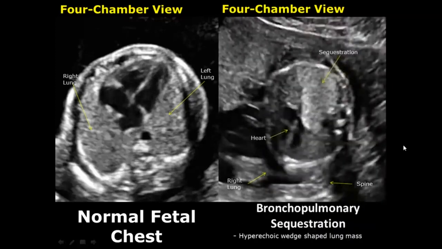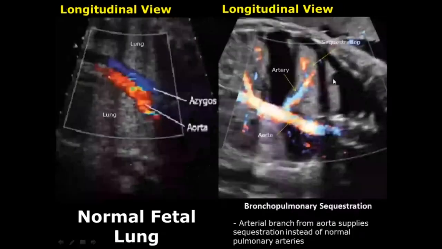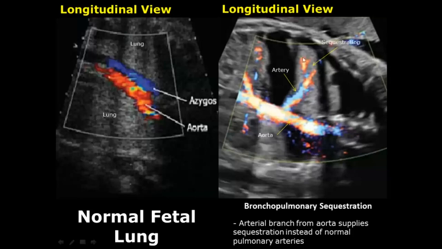A bronchopulmonary sequestration is defined as an abnormal lung tissue that is disconnected from the tracheobronchial tree and is a non-functioning lung tissue. And it usually appears as a wedge-shaped hyperechoic lung mass. On color Doppler, we will see a branch from the aorta supplying the sequestration. It does not receive its blood supply from the pulmonary vessels.